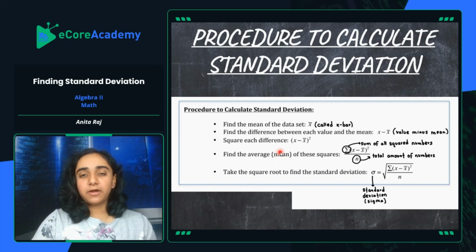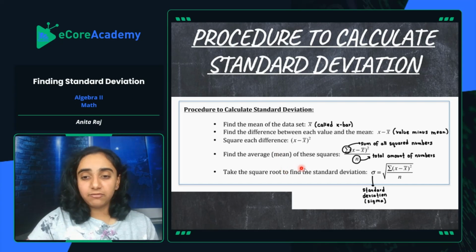The reason we're squaring is also something you'll see in the chi-square test in biology. It's because we don't want any negative numbers. Usually you'll see that we square values in math so that we don't get negative numbers, because when you square any number, positive or negative, you're going to get a positive number.